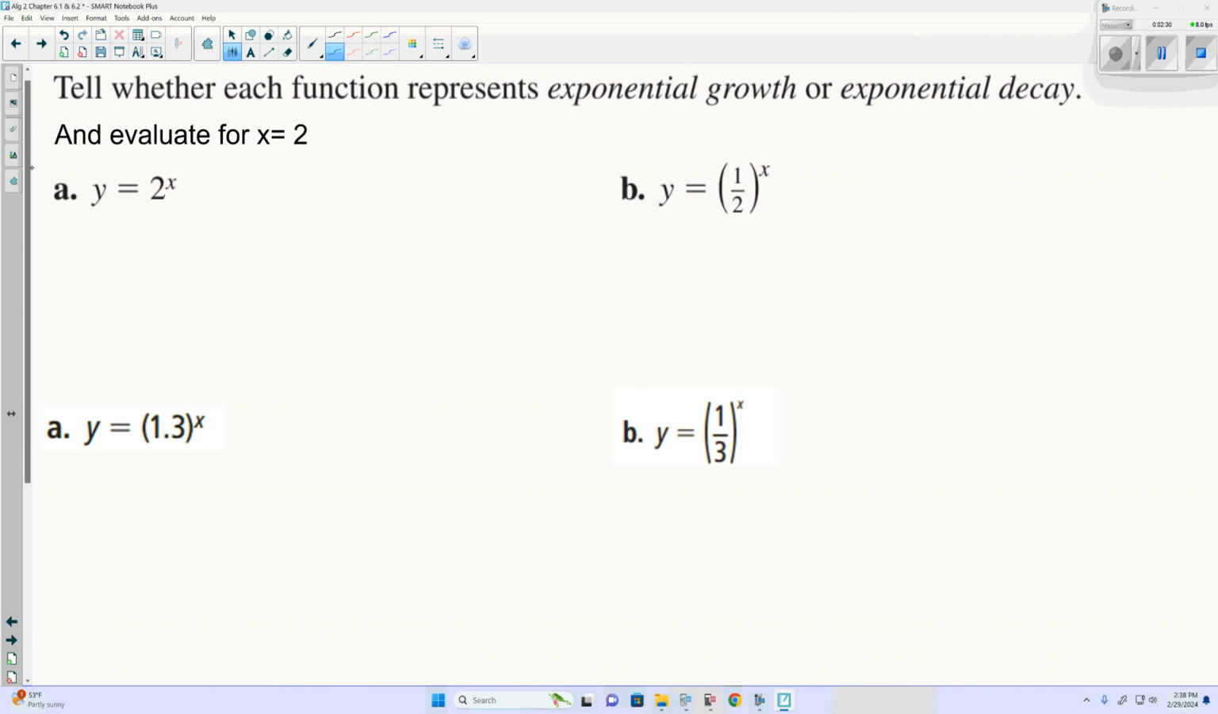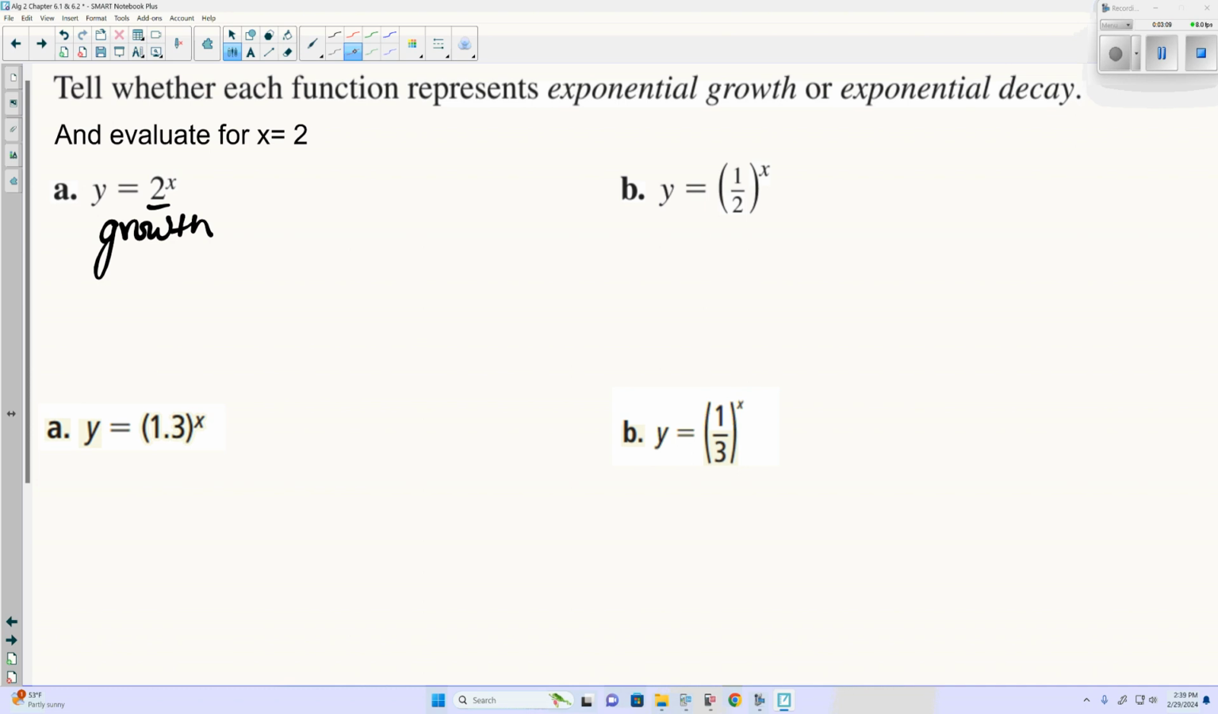Now, if we look at the first one, to tell whether each function represents exponential growth or exponential decay, and evaluate when x is 2. So our first one here, y equals 2 to the x. Our base in this case is 2. Is this value greater than 1? So that means that this one would be growth or decay? Growth, because the base value, which is 2, is greater than 1.